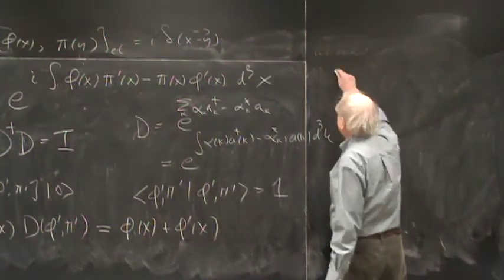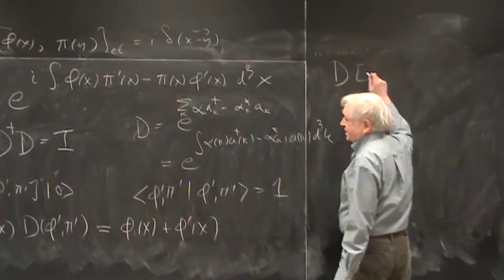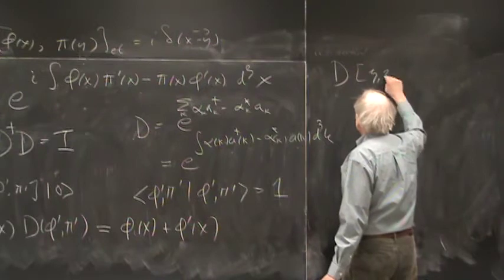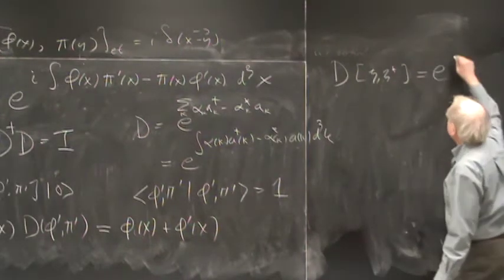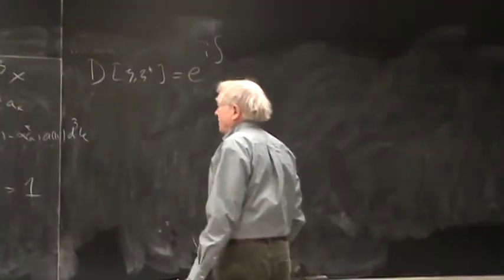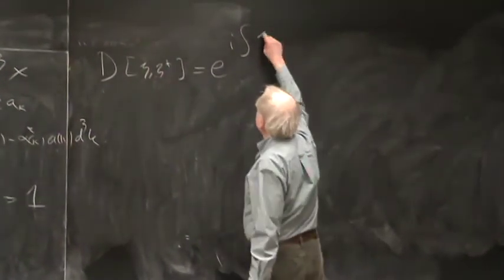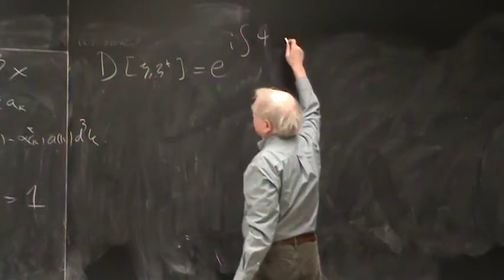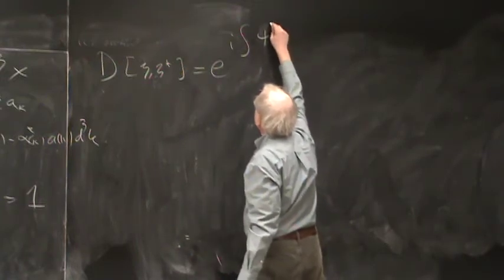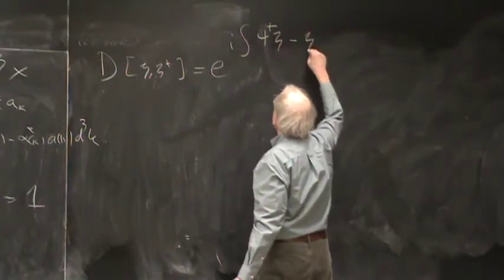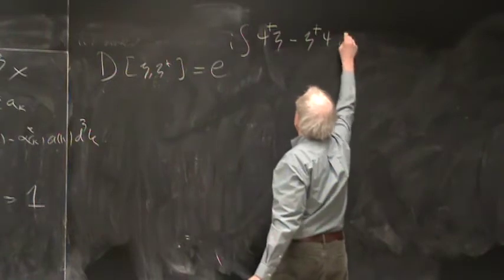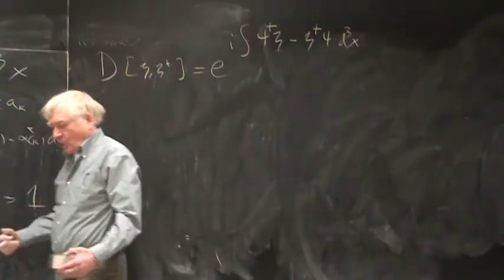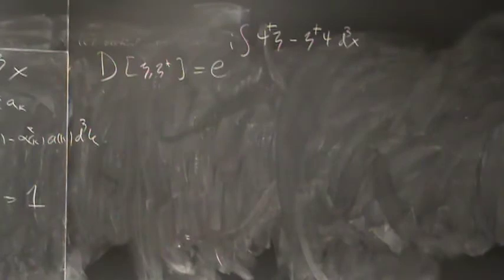You can also define a functional in terms of zeta and zeta star, and this would be an integral, e to the i, and now you would have, say, psi dagger zeta minus zeta dagger psi, d cubed x. So this would be a way of doing fermionic coherent states slightly differently from the way that I did it in class.